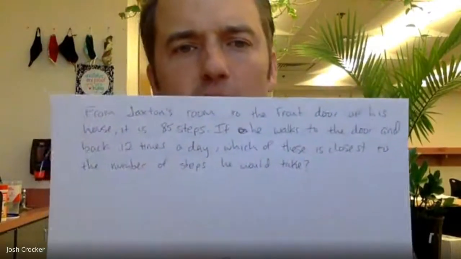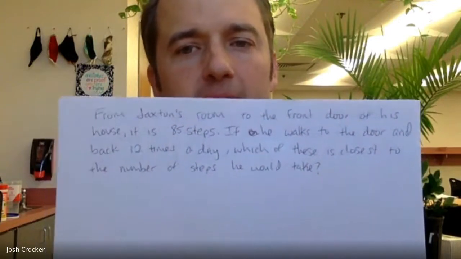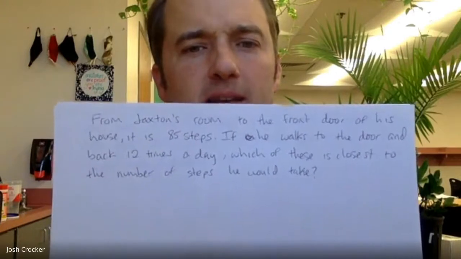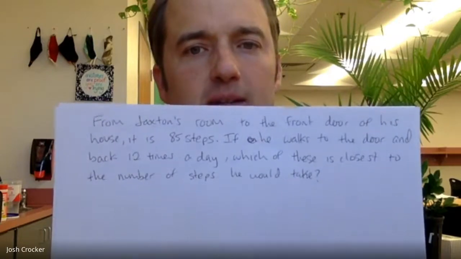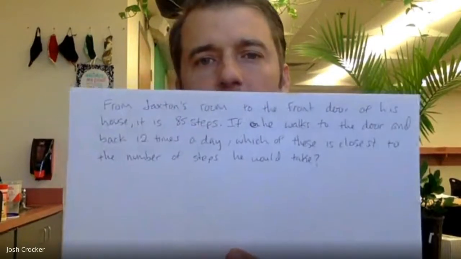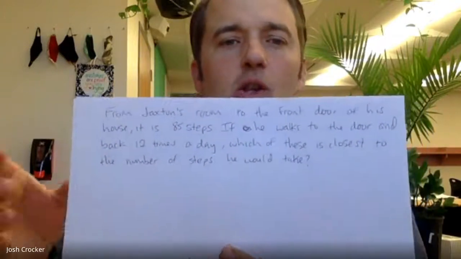Okay, here we go. From Jackson's room to the front door of his house, it is 85 steps. If he walks to the door and back 12 times a day, which of these is closest to the number of steps he would take? Okay, so we've got 85 steps, we've got 12 times, and we've got closest. So they're not asking for an exact answer. They're asking us for an estimation. Okay, so 85 times 12.